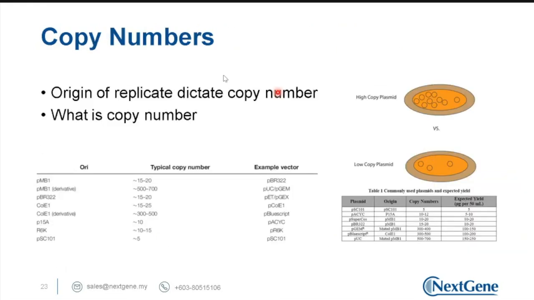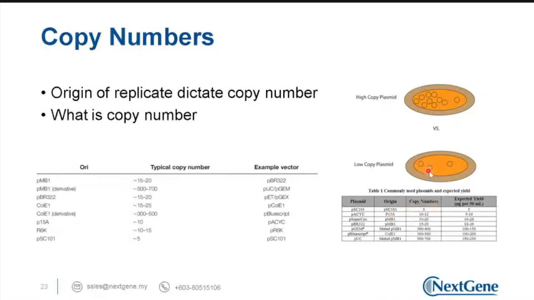Okay. So a little bit more about copy number. A lot of times it is decided by the origin of replication in the plasmid. For example, these are some of the names of the origins of replication of plasmids. Let's say this is the plasmid name pSC101. Then this is the origin of the plasmid, and it decides the copy number.